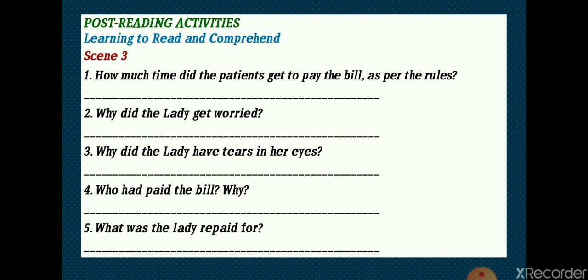Why? In scene number 3, we see that her bill has been cancelled and paid by someone else. Who was the person who paid her bill and why did that person give such a huge amount for the lady? We have to give the answer.